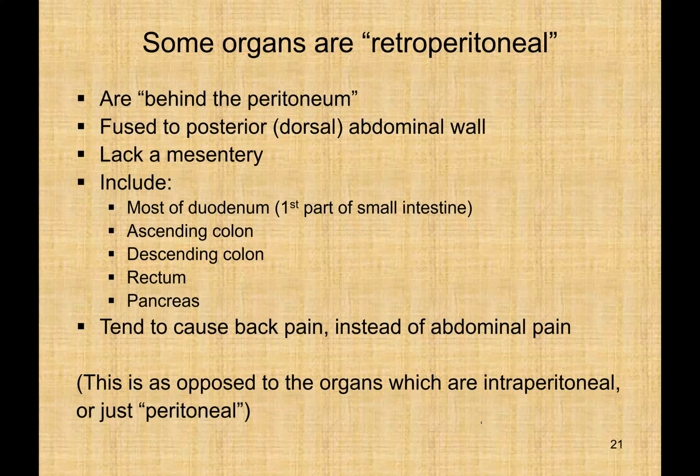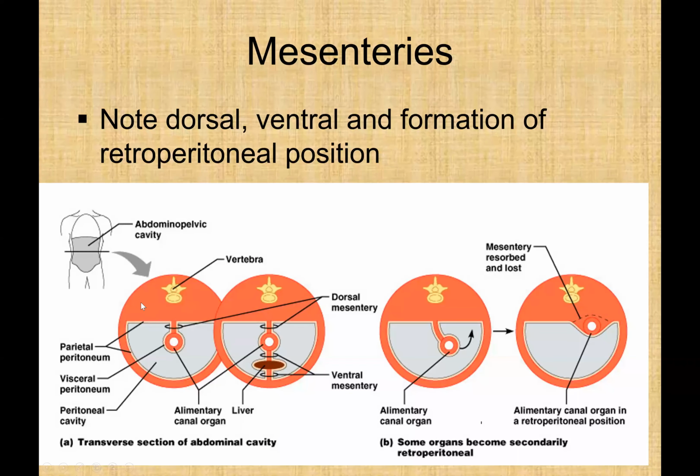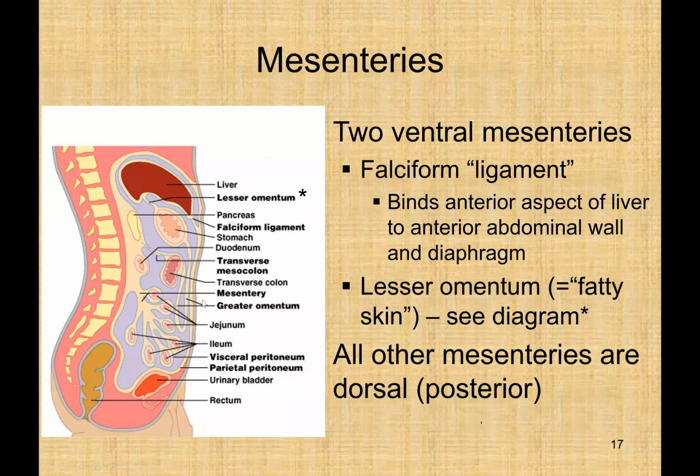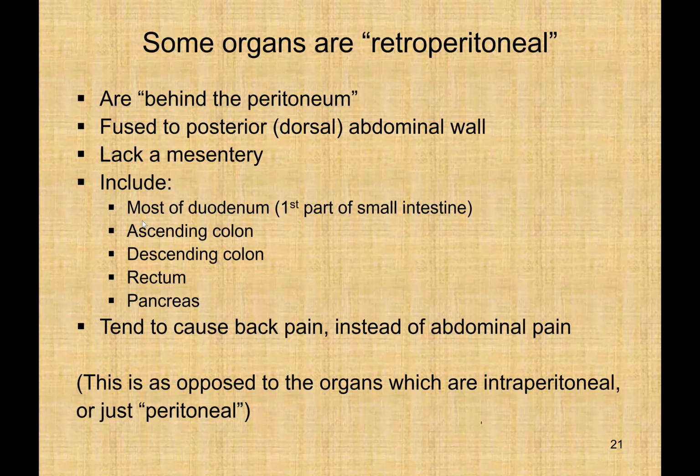Now, some organs are also retroperitoneal. That means behind the peritoneum. Let's look at it. Any organ that is found around this area, we call it the retroperitoneal space. Some of these organs, let's look at them. The kidney is one, I've mentioned it, okay? The kidney is one. So they are behind the peritoneum. They are fused with the posterior abdominal wall.